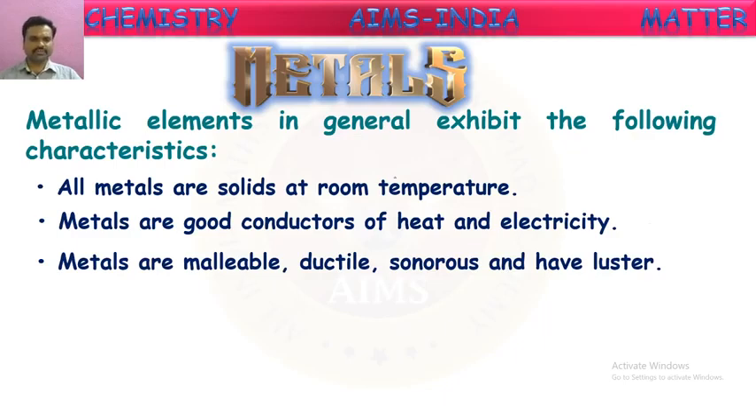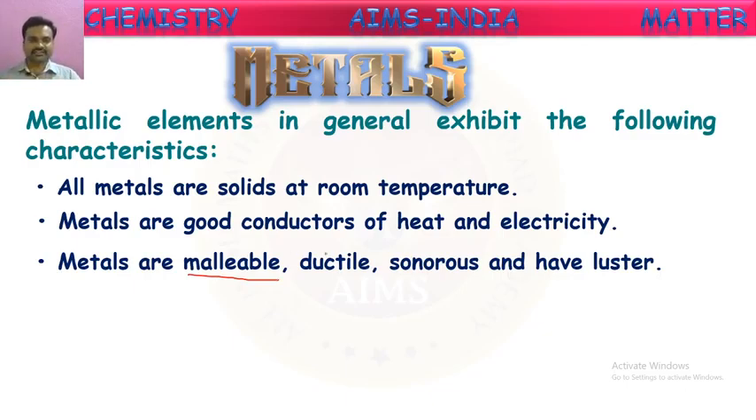What are these properties? Malleable means metals can be beaten into thin sheets. Some tools are made up of metal sheets, like vessels which we use at home. Those vessels are made up of metals, and the metals are beaten into thin sheets to make them. The property of metals by which they can be beaten into thin sheets is called malleability. Metals have this malleable property.